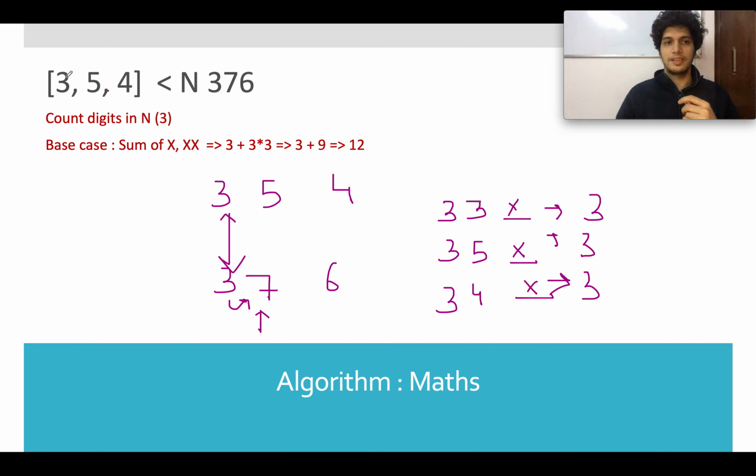Now let's go through the other example that I have stated, the case where there is a matching character: 354 and 376. So let's talk about the base case first. The sum of one digit numbers and two digit numbers would be 12, as we have discussed in the previous part. And now let's talk about the other part. How are you going to go about this? For the three digit numbers, we will compare this and this, and in this case this becomes equal, so we have to make sure that this position is fixed.